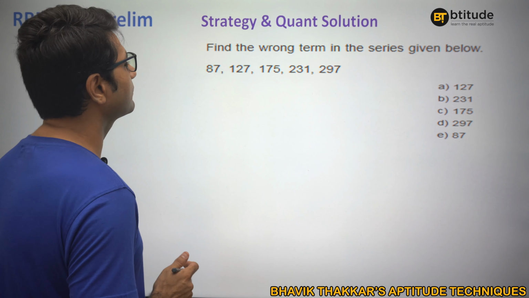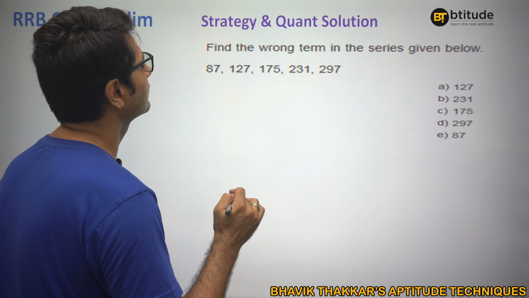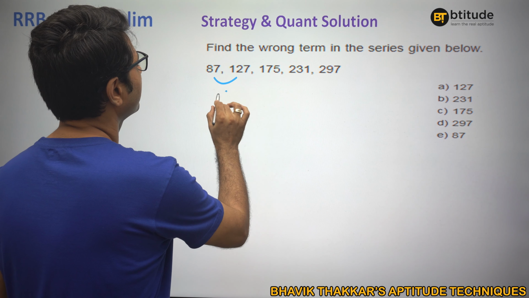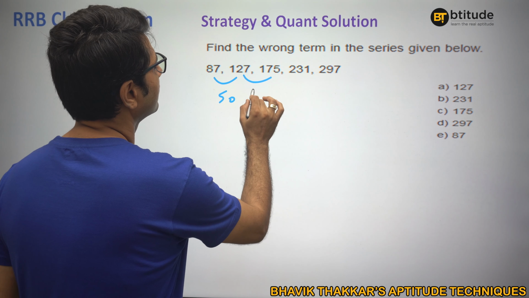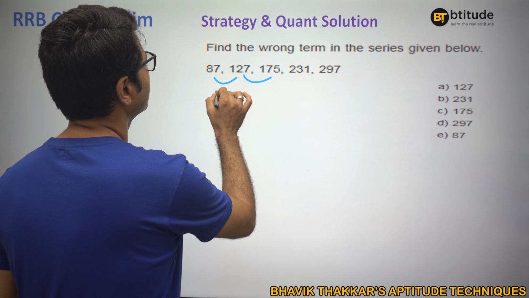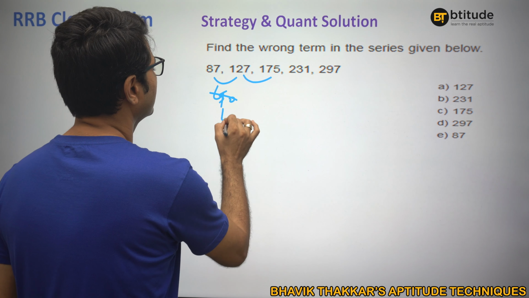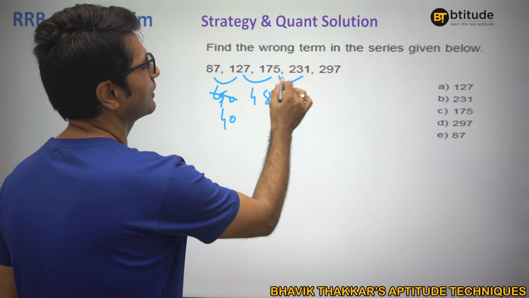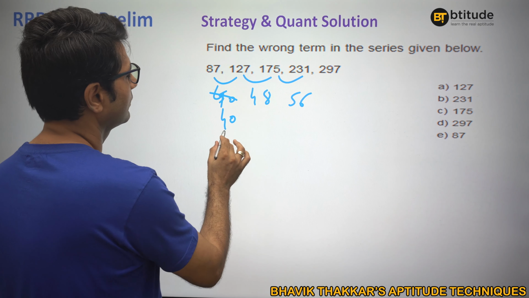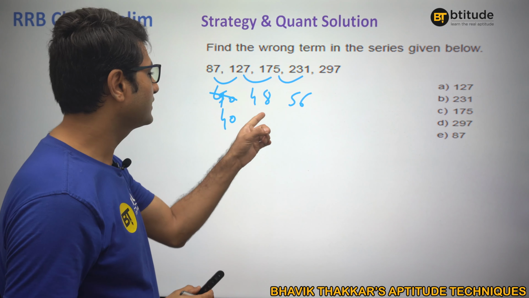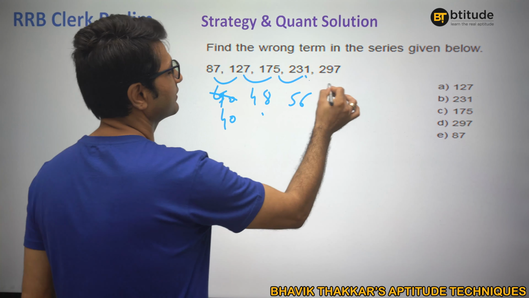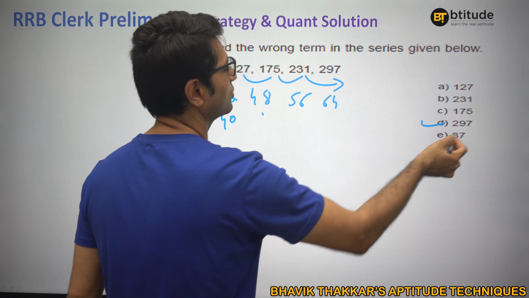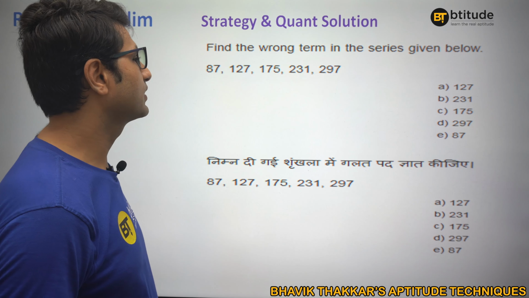Now I will think about first, is it something to do with difference? Because it is growing slowly. I'll say what is the difference? 40, right? Sorry, 48, what is this? 56. So there is a pattern, right? Plus 8, very easy. Next should be 64 plus, that should be 295, but it is 297. So which one is wrong? 297, pretty easy. All right, let's go to the next one.